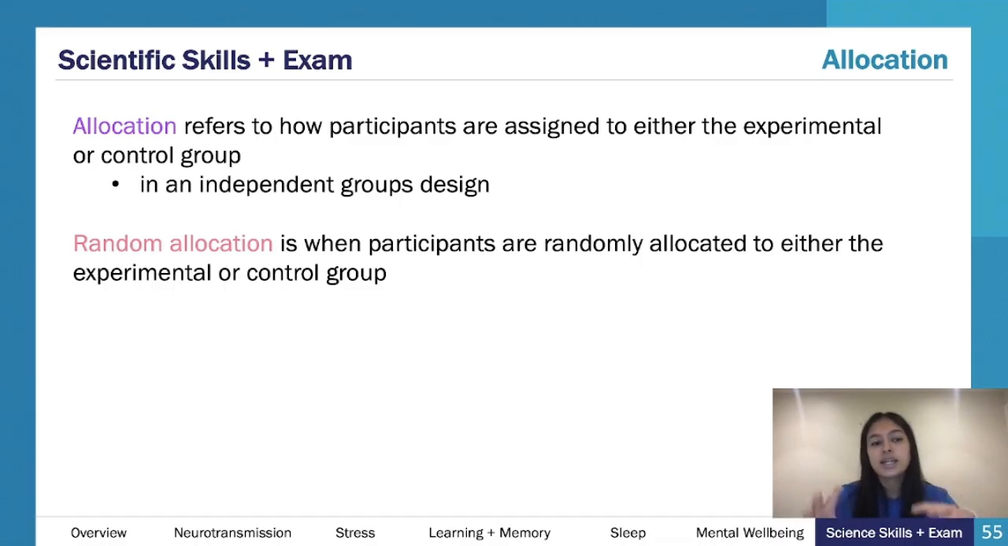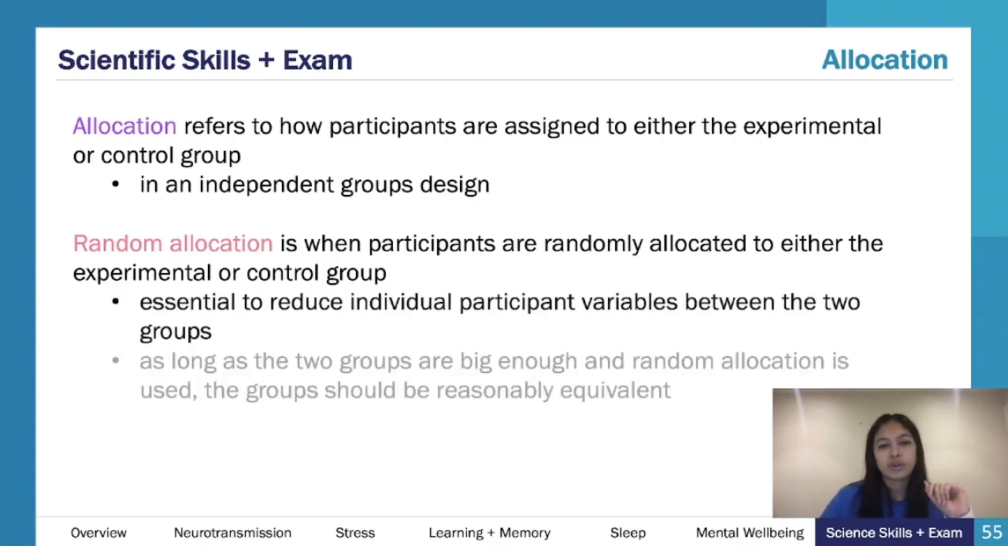And understand the difference between sampling and allocation. Sampling is drawing your group of participants from the wider population. Allocation is I've got the participants, I'm putting them in this group or that group. Allocating. So don't get confused on those two.